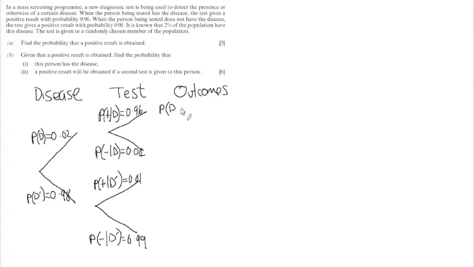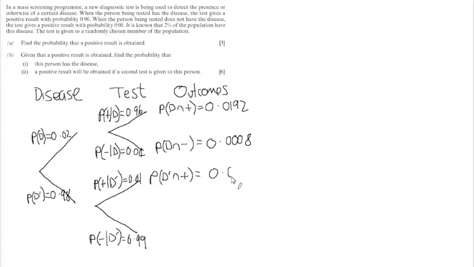So let's now look at the outcomes in these scenarios. The probability that you have the disease and you get a positive result is 0.02 times 0.96, which gives 0.0192. The probability that you have the disease and you come out negative is 0.02 times 0.04, which gives 0.0008. The probability that you don't have the disease but still get a positive result is 0.01 times 0.98, which gives 0.0098. And finally, the probability that you don't have the disease and test negative is 0.98 times 0.99, which is 0.9702.